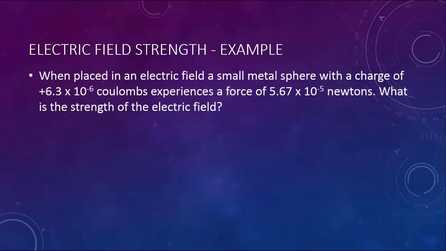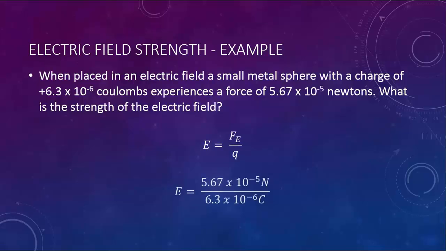Fe, as you know, is the electrostatic force, and Q is the charge. Let's take a look at an example. When placed in an electric field, a small metal sphere with a charge of positive 6.3 times 10 to the negative 6 coulombs experiences a force of 5.67 times 10 to the negative 5 newtons. What is the strength of the electric field? As always, we start with the equation. We can plug in our force and our charge, and we can find that the electric field strength is 9 newtons per coulomb. There's no special unit for this, it's just newtons per coulomb.